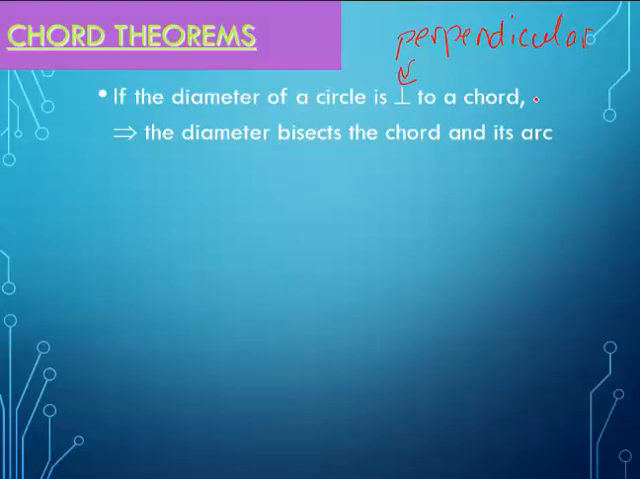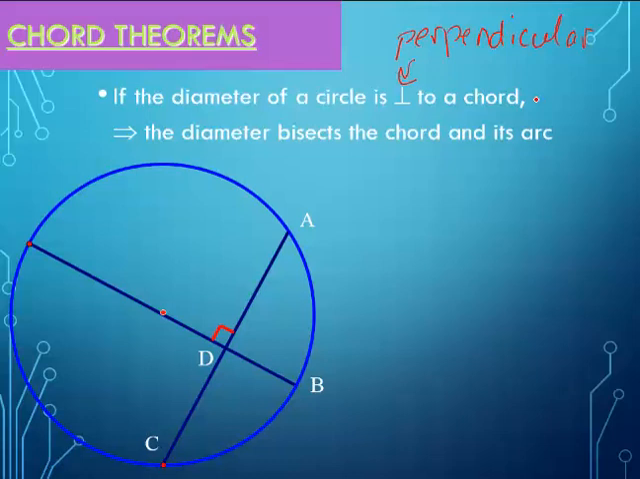So what does that look like? I know these words don't mean anything to many until they see a picture. So here's a diameter. If this diameter is perpendicular to the chord, then it is bisecting the chord. That means these 2 parts are congruent, and its arc. These 2 arc lengths are congruent. So now I can set up all kinds of problems asking to find unknowns.